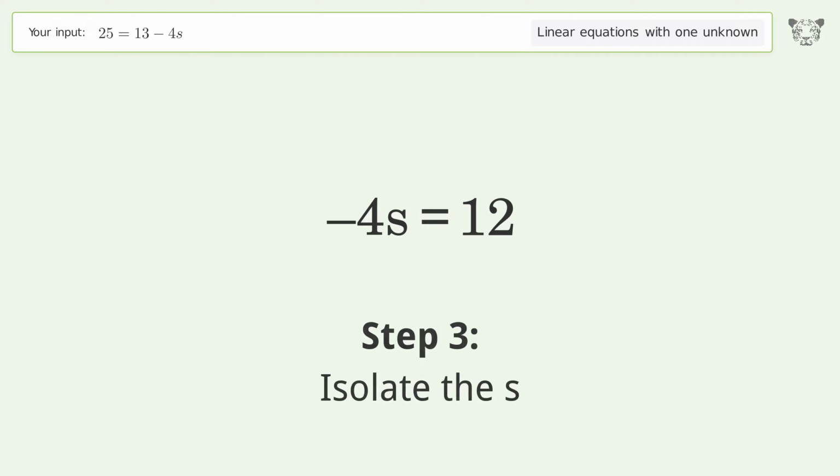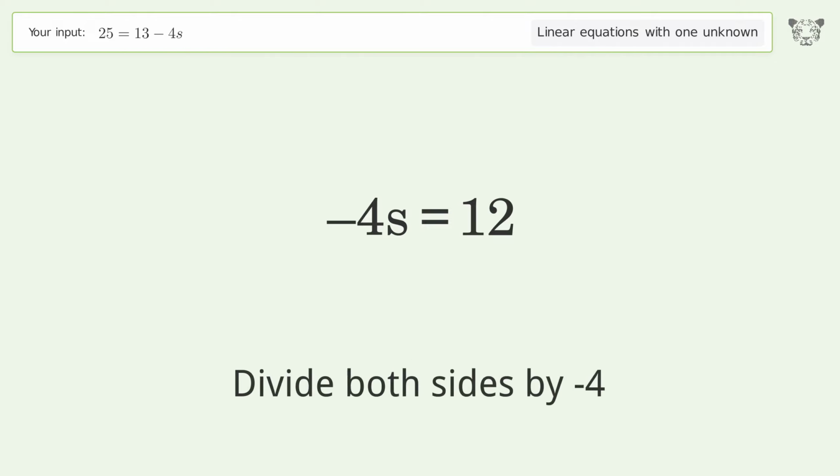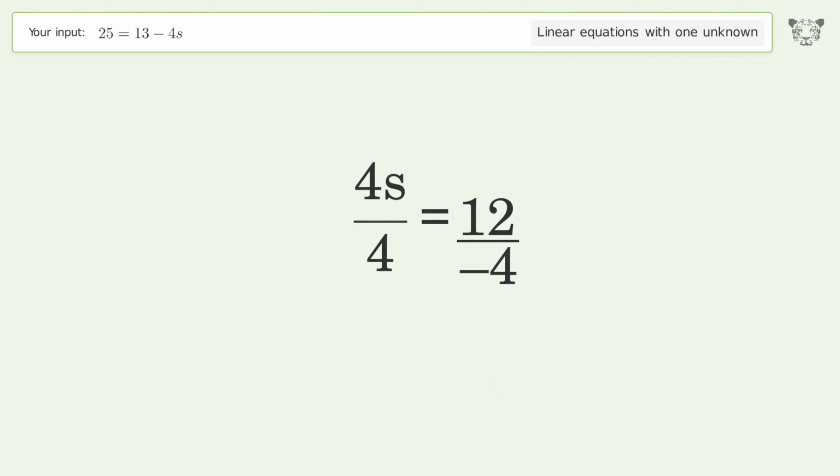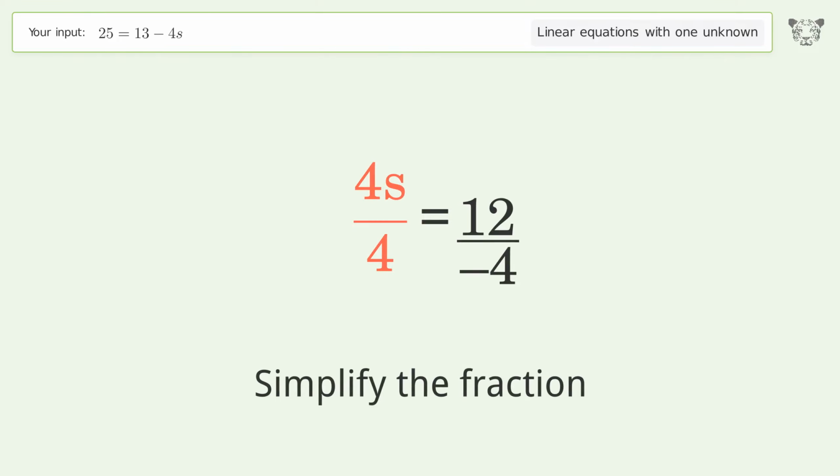Isolate the s. Divide both sides by -4. Cancel out the negatives. Simplify the fraction.